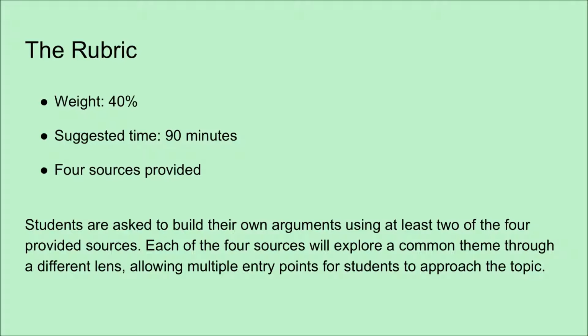The suggested time to take on this section is 90 minutes, and students will be given 4 sources to obtain information from. The rubric says that students are asked to build their own arguments using at least 2 of the 4 provided sources. Each of the 4 sources will explore a common theme through a different lens, allowing multiple entry points for students to approach the topic. In other words, students must build an argument from 2 of the 4 given sources, and each source shares ideas with the others through different perspectives.